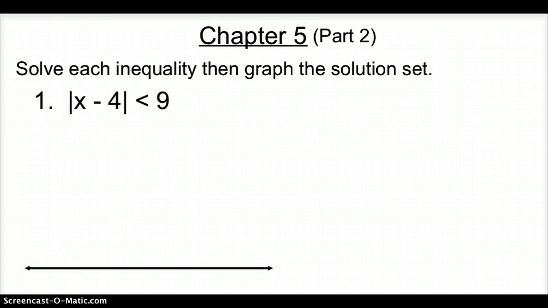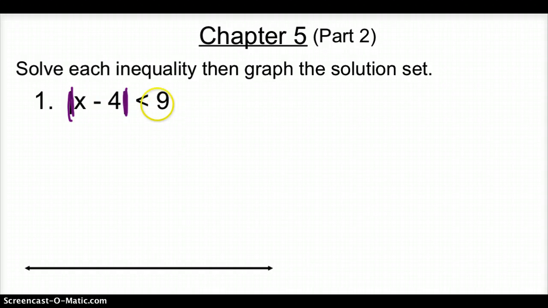Chapter 5, Part 2, here we go. Today we are going to be asked to solve inequalities and then graph the solution set just like yesterday, but today we are going to see these absolute values. When we see these absolute values, we have to do a couple different things.